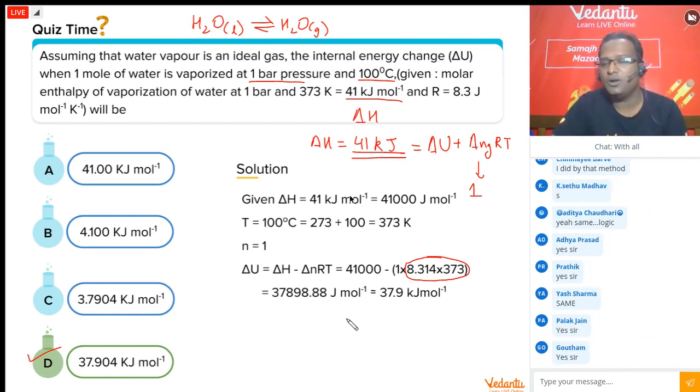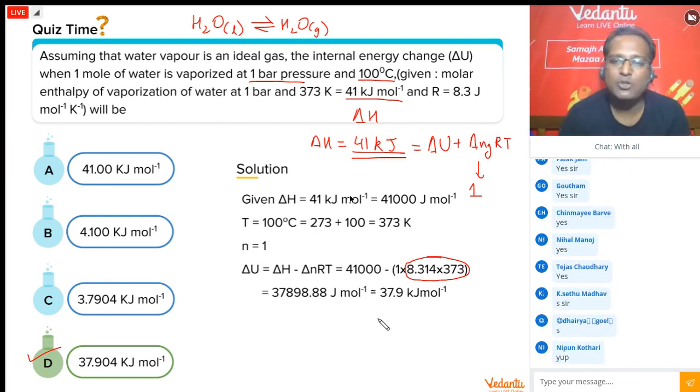But please don't try to use these jugaads always. When it becomes obvious to you, then you use it.